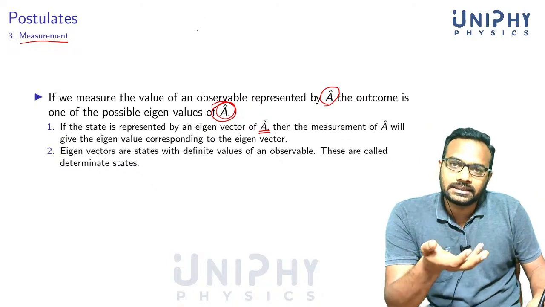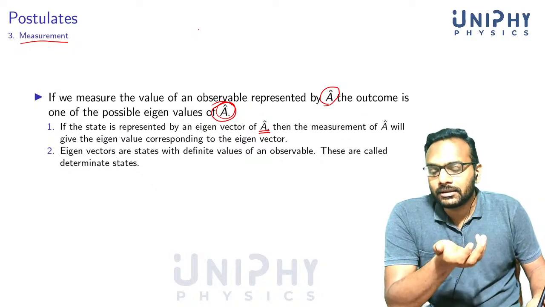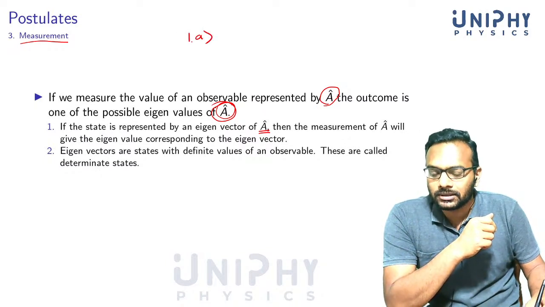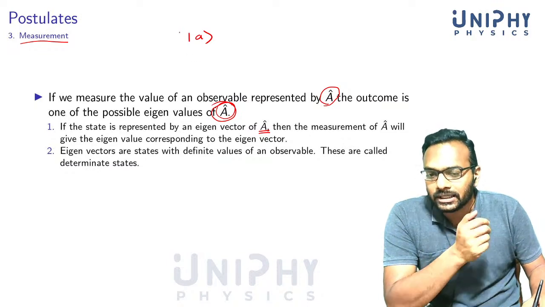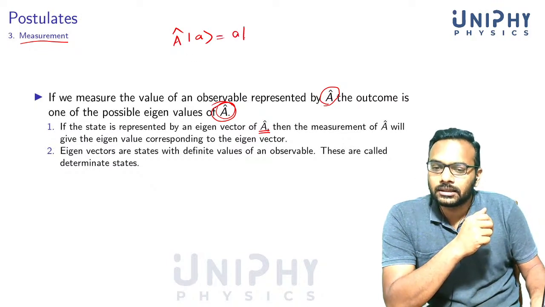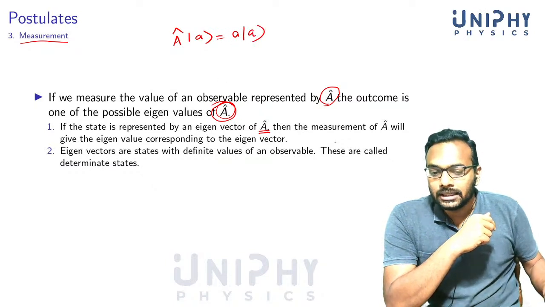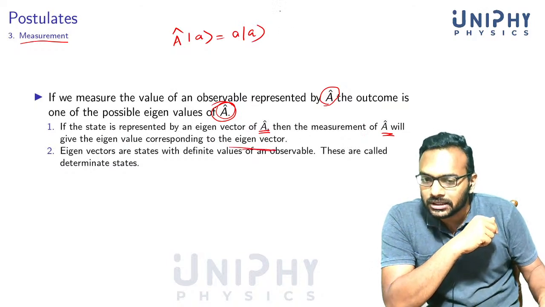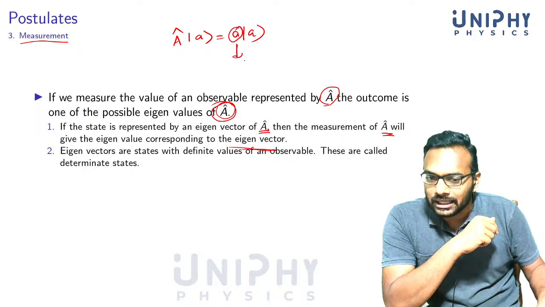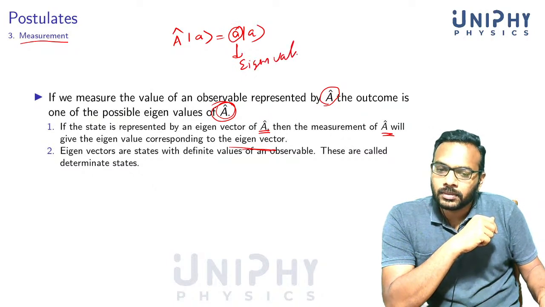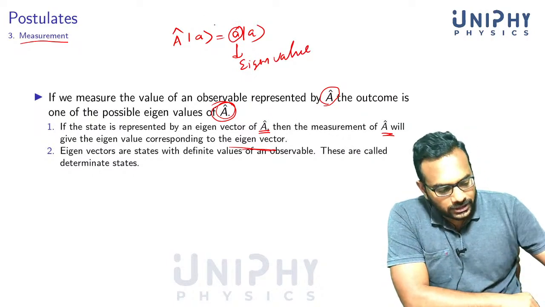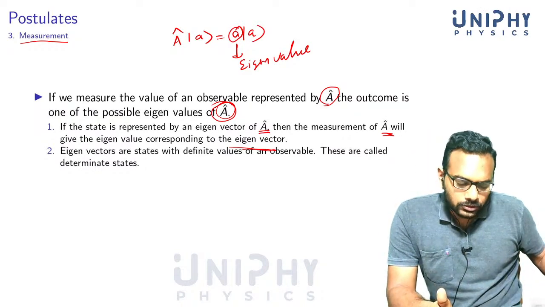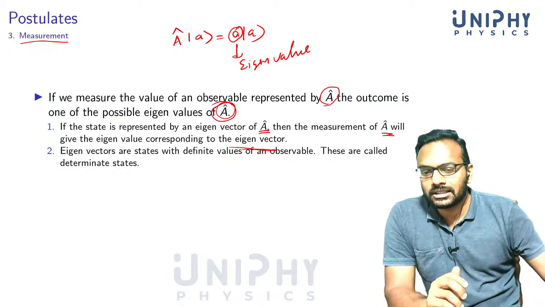If the state is represented by an eigenvector of A, it's possible, because any vector in Hilbert space is a possible state of a system. If the state given is an eigenvector of the operator, then the measurement of A will give the eigenvalue corresponding to that eigenvector. So the measurement of A will return this eigenvalue. Is that clear? If the state is an eigenvector of the observable that you want to measure, then you get the corresponding eigenvalue when you make the measurement. There is no problem here.